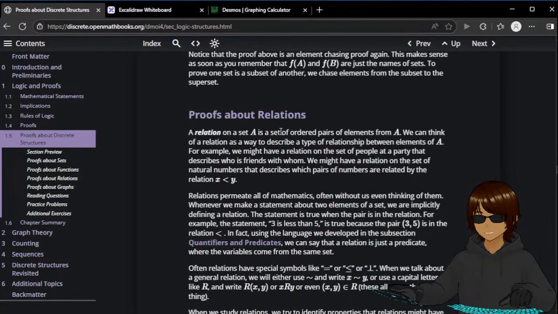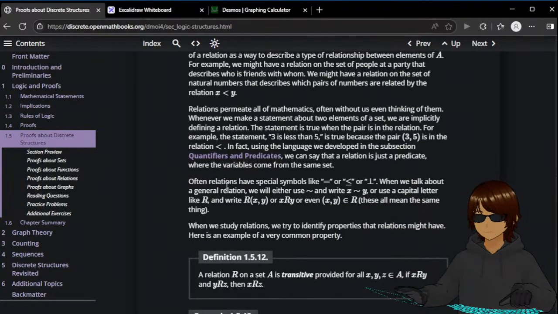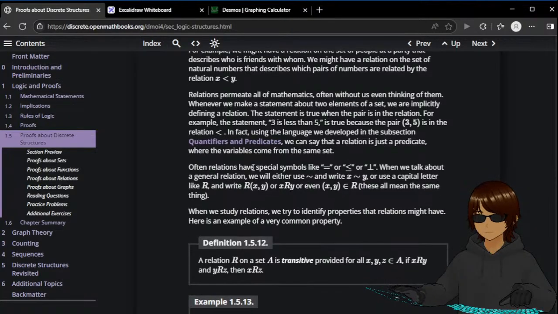A relation on a set A is a set of ordered pairs of elements from A. You can think of a relation as a way to describe a type of relationship between elements of A. For example, we have a relationship on a set of people at a party that describes who is a friend with whom. You might have a relation on a set of natural numbers that describes which pairs of numbers are related by the relation x is less than y. Often relations have special symbols like equal to, less than or equal to, or I don't know what this is.